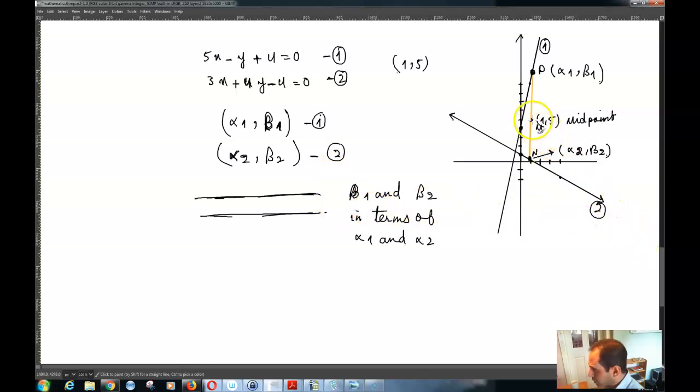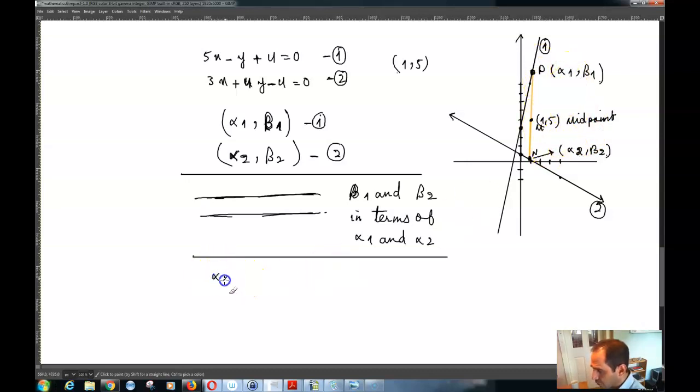We knew that basically this point was the midpoint of these two points. So we have these two points over here, and this point was the midpoint of them. So then of course we could write these two equations. So this is another step. Then we could write these two equations as, for example, alpha 1 plus alpha 2 divided by 2. The midpoint of that is basically the x-coordinate of this point 1. And we could write beta 1 plus beta 2 divided by 2 was basically this point over here, number 5.